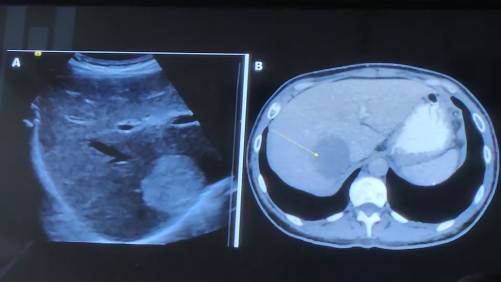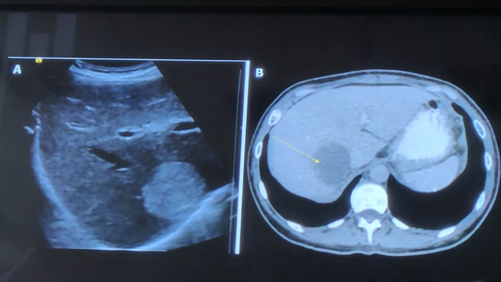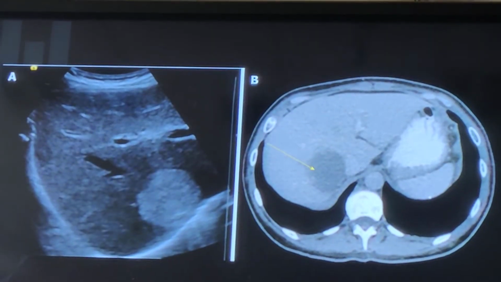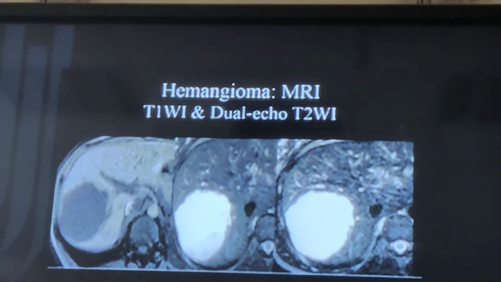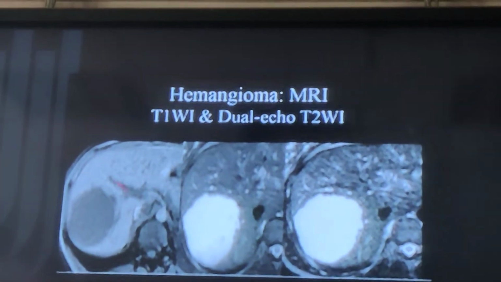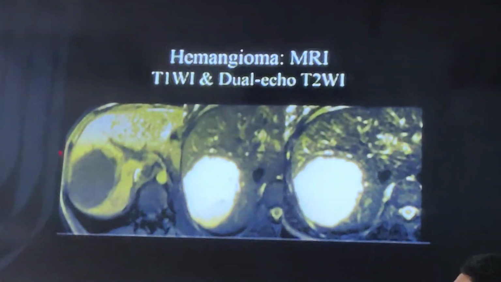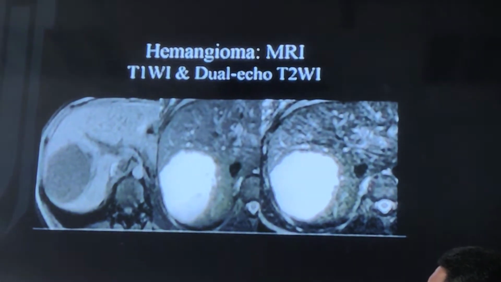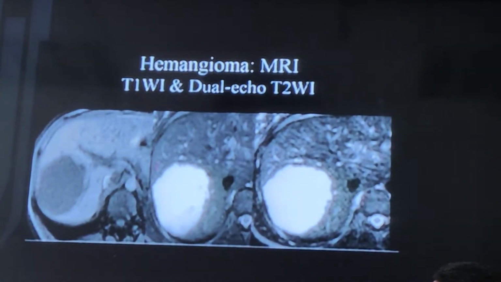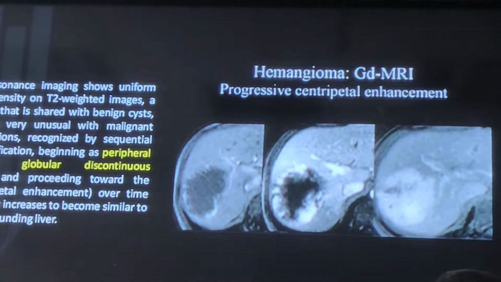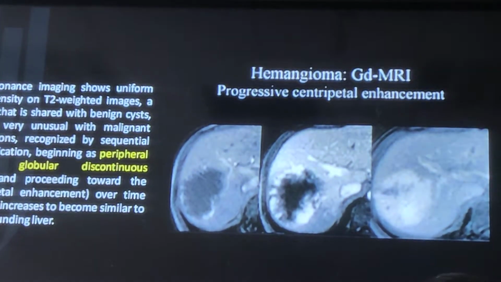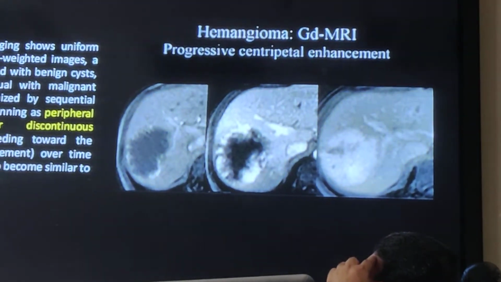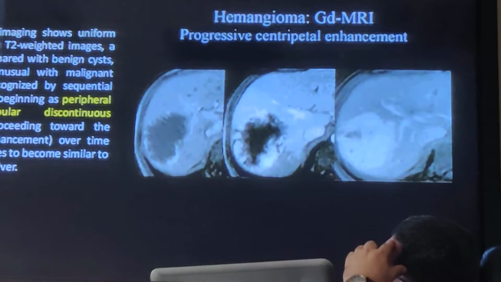This is another example of the hemangioma in the ultrasound, hyperechoic lesion, and in CT it is hypodense lesion. This is MRI. This is T1, well defined, hypointense lesion in the right hepatic. In T2 is hyperintense. Okay. Magnetic resonance imaging of the hemangioma showing the high intensity in T2 image, characteristic that is shared with the benign cyst.